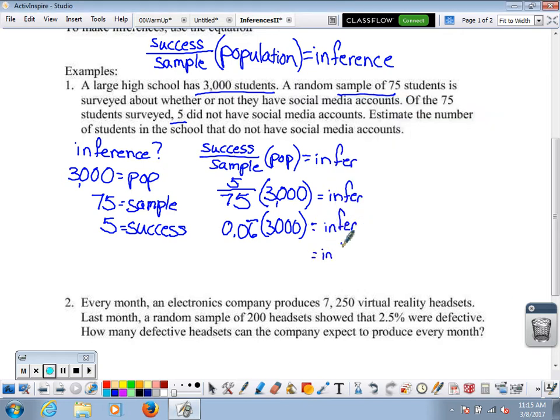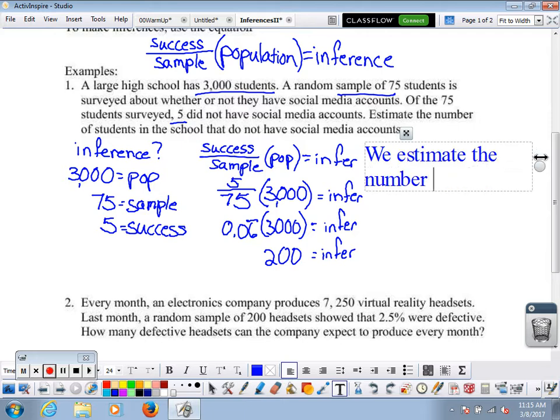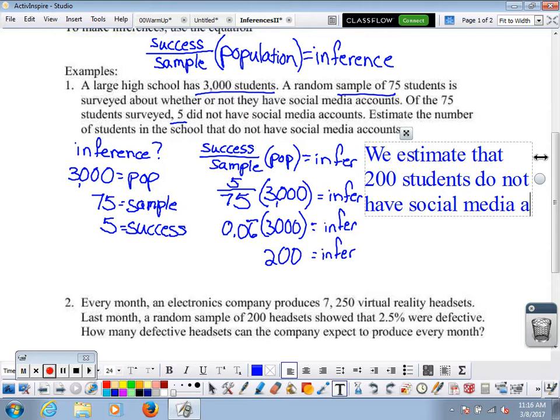So we can infer that 200 students do not have social media accounts. Now the question's asked with a complete sentence, so we should answer it with a complete sentence. They ask us to estimate the number of students in the school that do not have social media accounts. We estimate that 200 students do not have social media accounts.